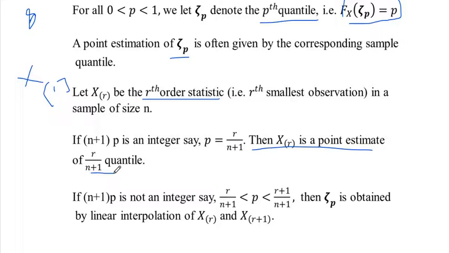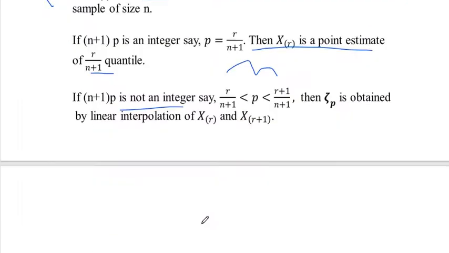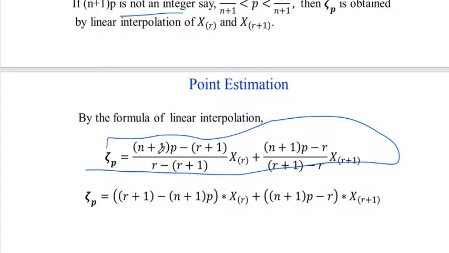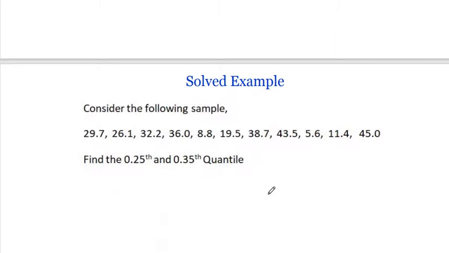This will be simple. If (n plus 1) times p is an integer, it will be easier to calculate. If it is not an integer, then it lies between two order statistics. Then ξp is obtained by linear interpolation of Xr and Xr plus 1. This is the formula: (n plus 1)p minus r, divided by (r plus 1) minus r, into X(r plus 1), plus the complementary weight into Xr. Now we can see examples.